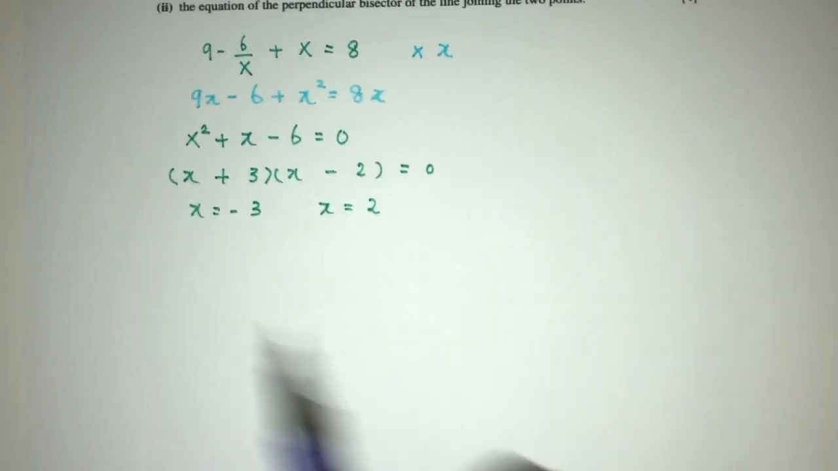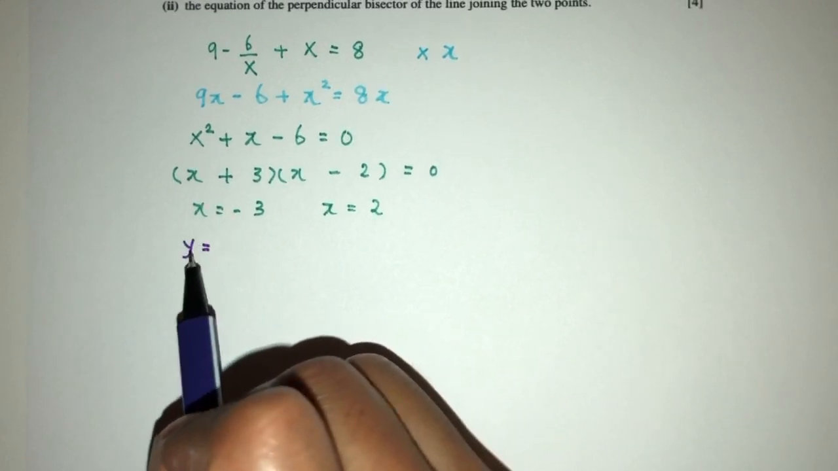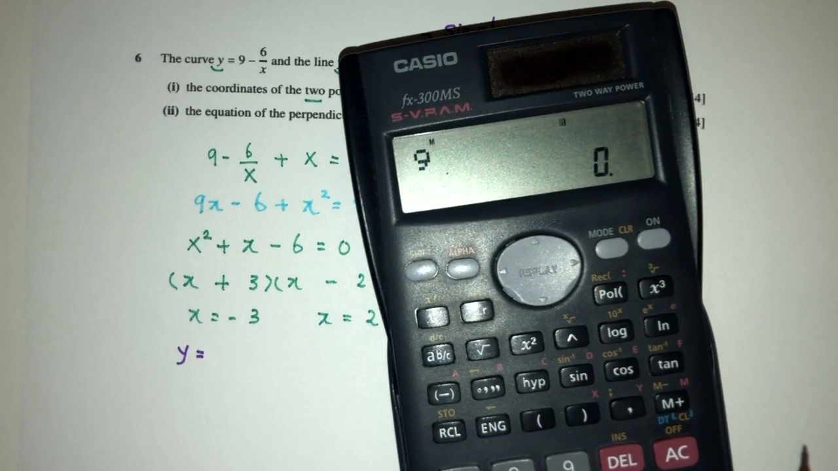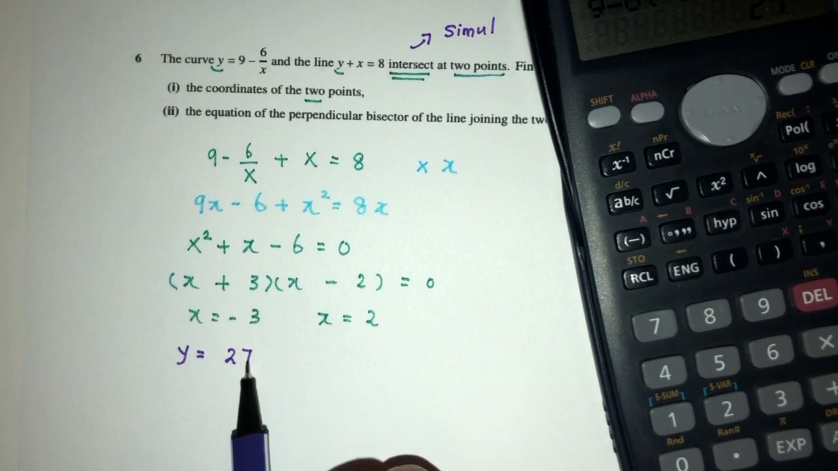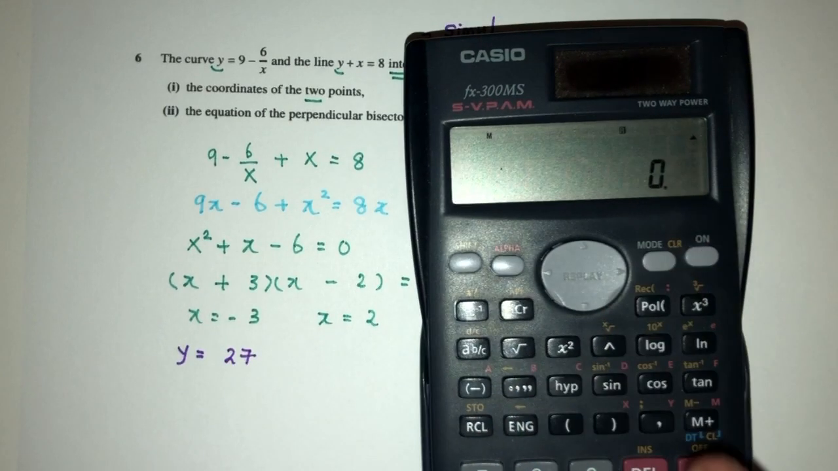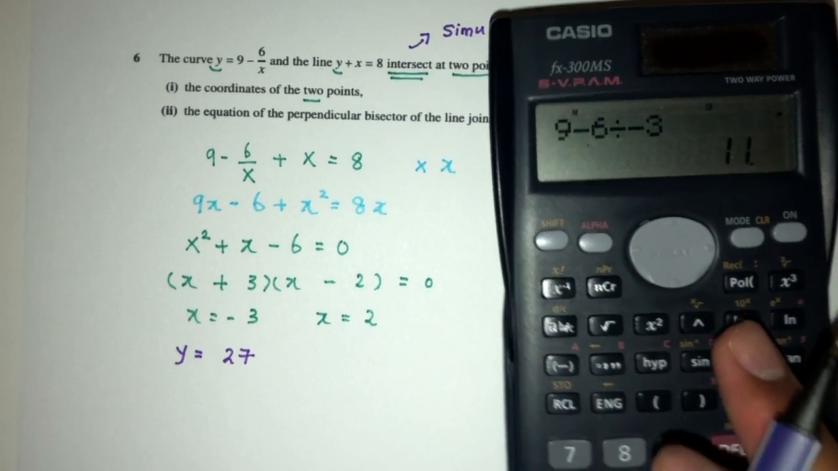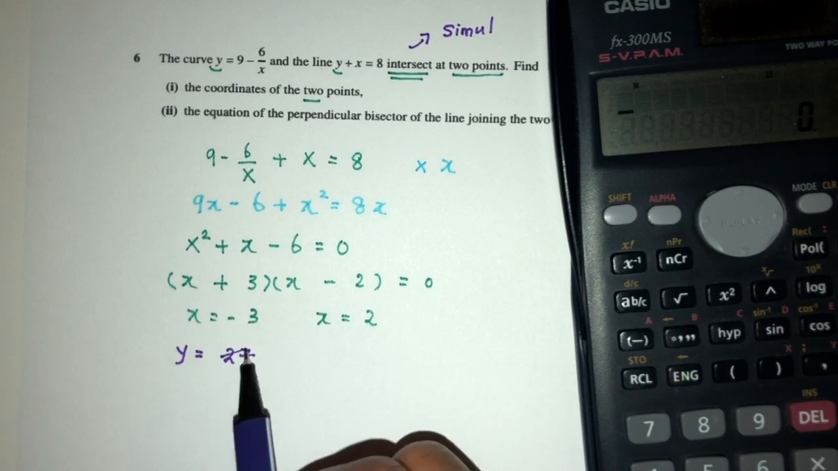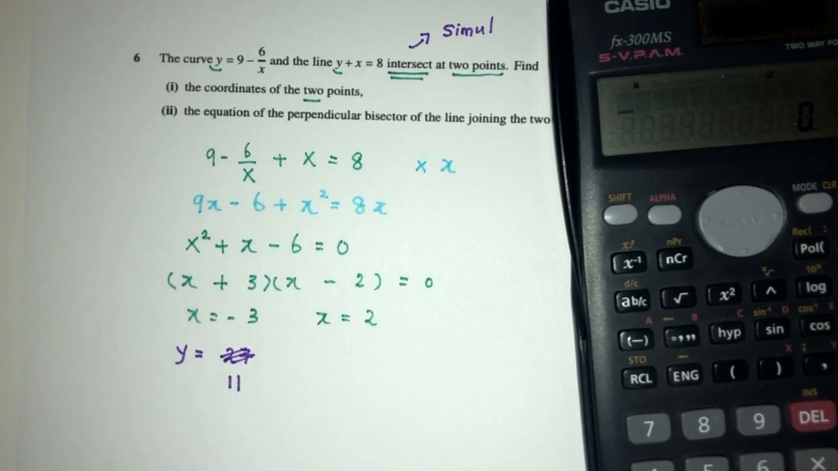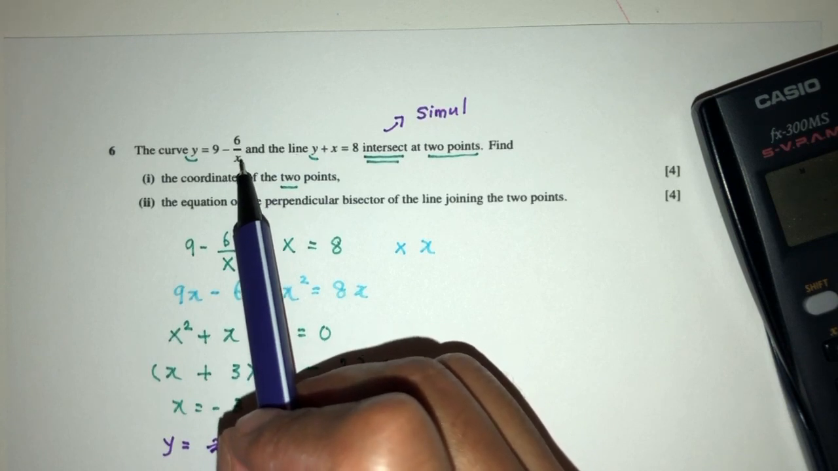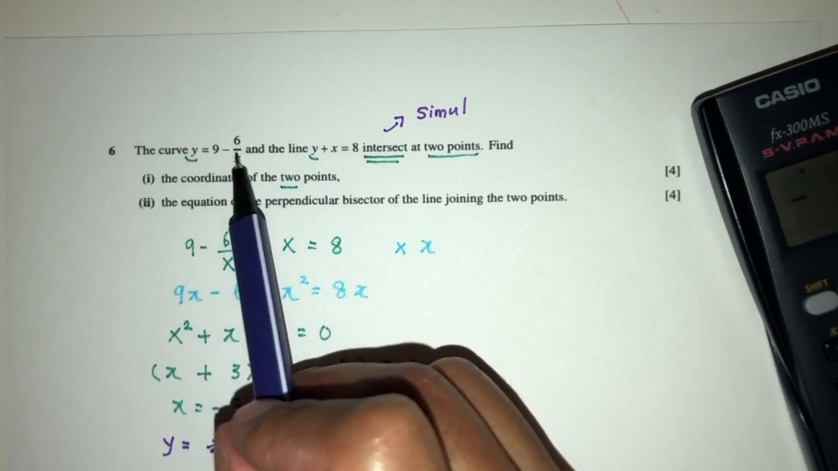Now finally, y is what? y will be found by substituting back in our main equation. You will have 9 - 6 over -3. That should be 27, right? Sorry, I think it's a mistake. 9 minus 6 divided by -3 should be 11, not 27. If you think logically as well, 6 divided by -3 should be -2. So 9 minus -2 will be 11.